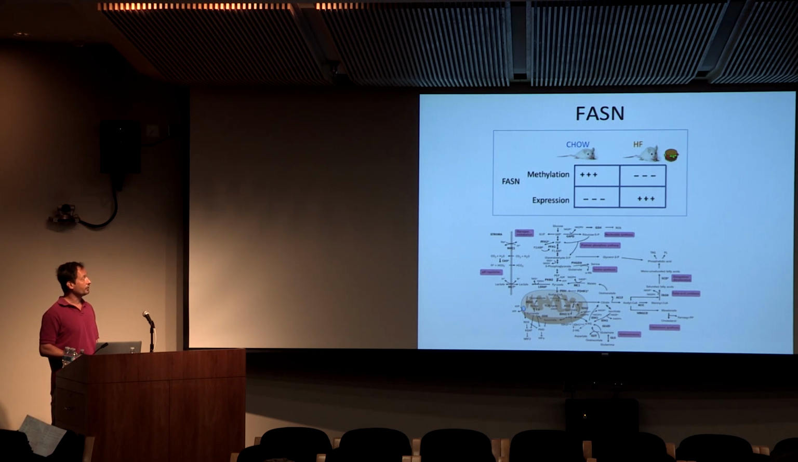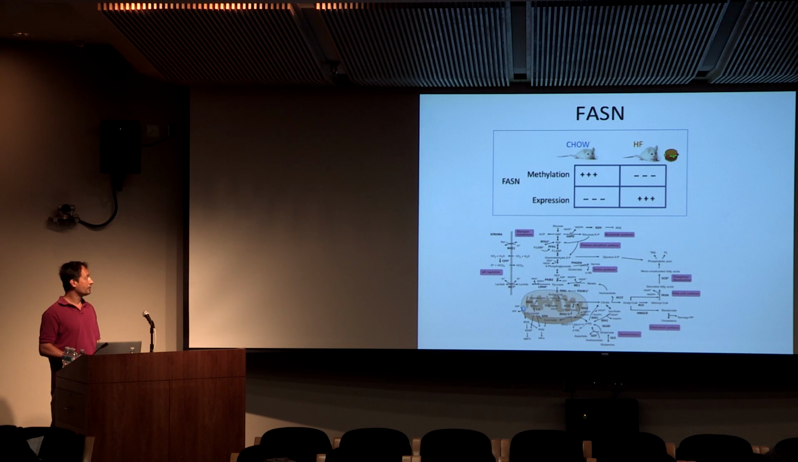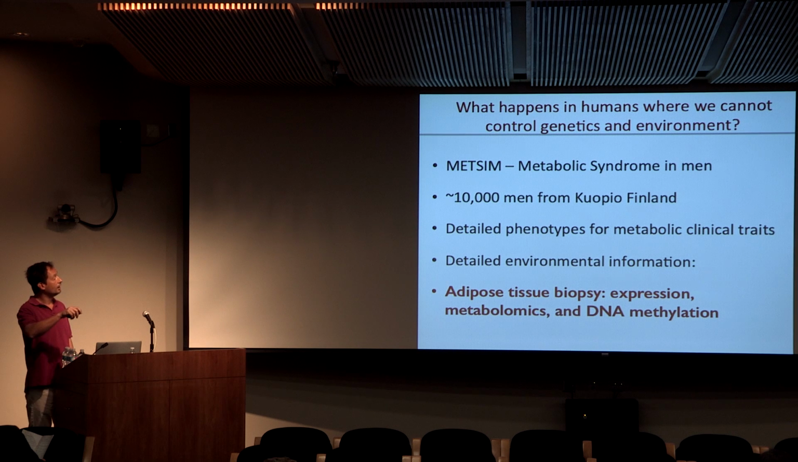And so the next question we asked is, well, okay, so it's not surprising that the mice are responding at the epigenetic level in regions associated with these lipid genes, and in particular the fatty acid synthase gene, but what's happening in more complex systems like human populations? And so to study that, we looked at this population of 10,000 individuals from Kuopio, Finland, and it's called the metabolic syndrome in men population.